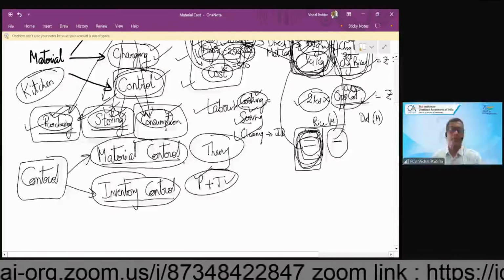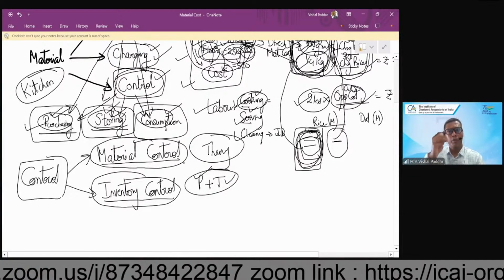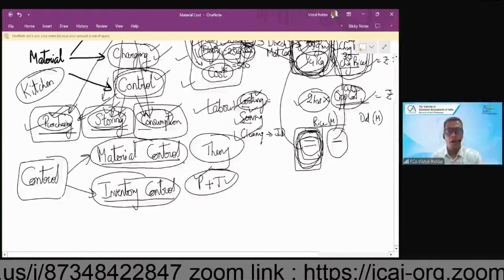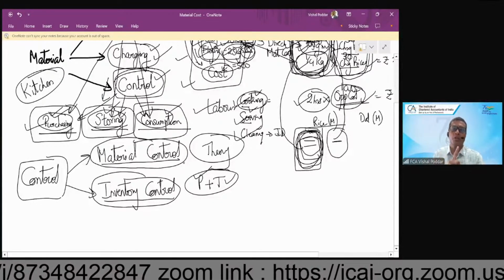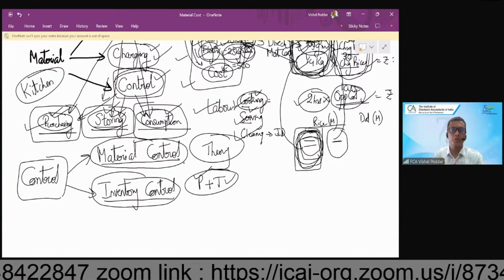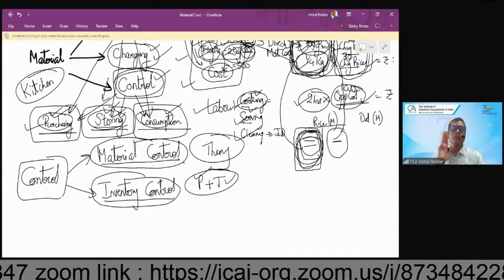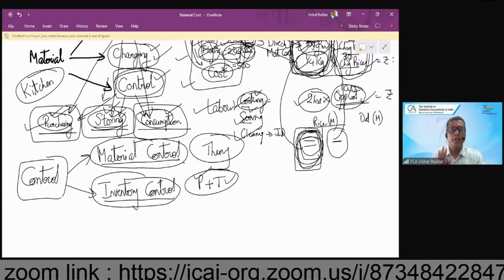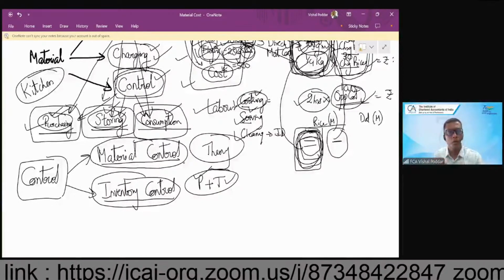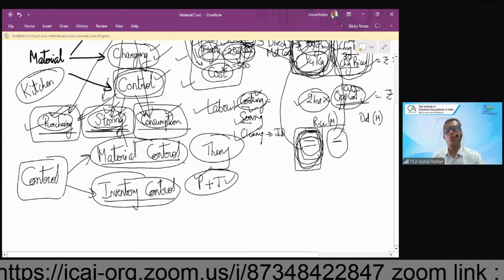What is the storage function? The storage function is simply ensuring that whatever materials you have purchased are stored till the time they are required for consumption. And this storage should be in such a manner that there should be minimum wastage or losses during storage. There should be no deterioration in quality. There should be no reduction in quantity by way of theft, etc. So ensuring that your storage is in the most efficient manner is the storage part of the material control function.